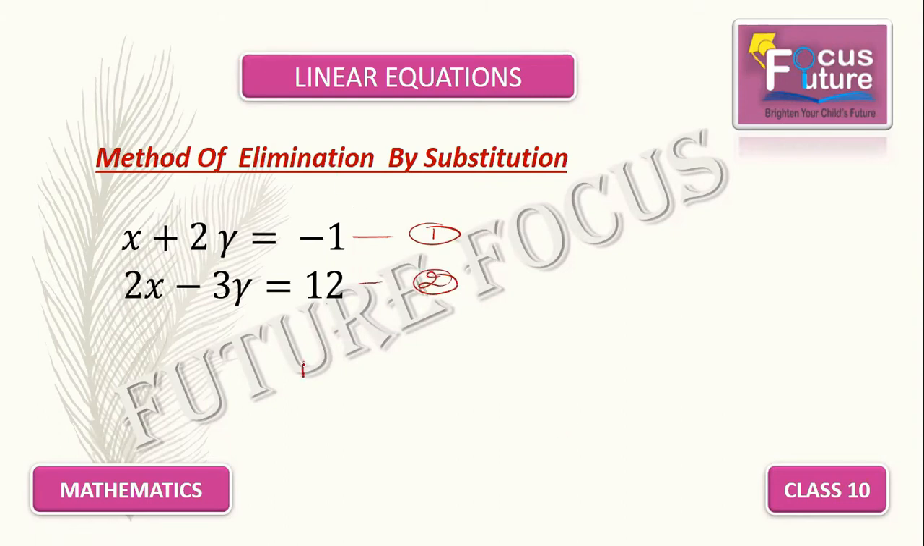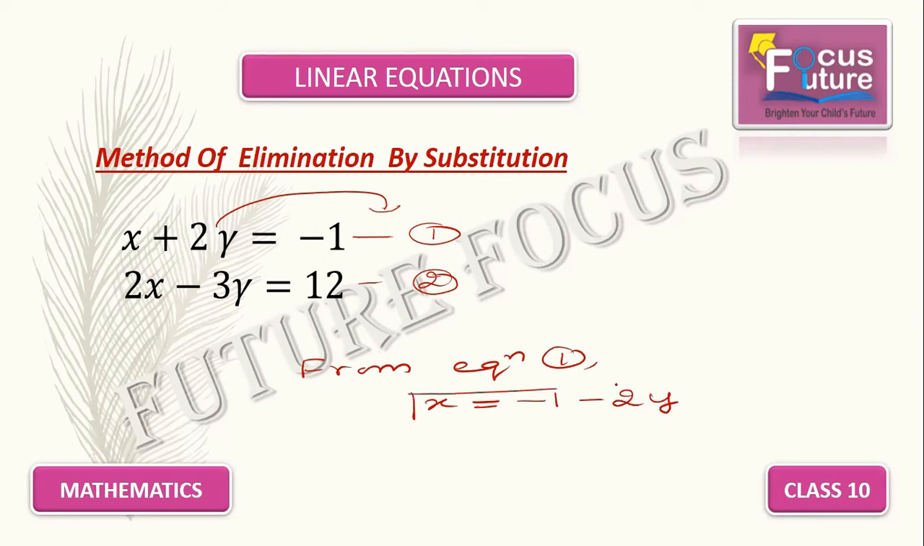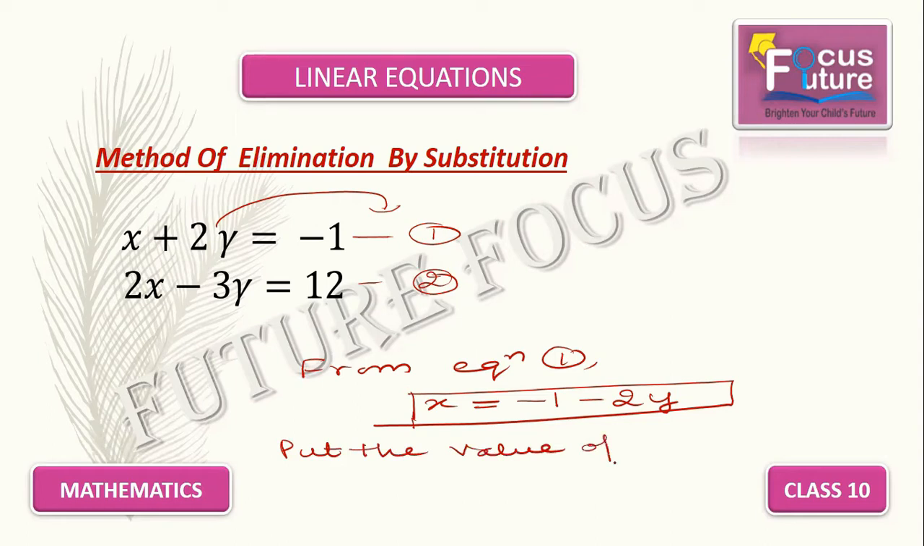From equation 1, you would get x is equal to, 2y will be sent on the right hand side, so this would be minus 1 minus 2y. So we got the value of x from equation 1. Now put the value of x in equation number 2.